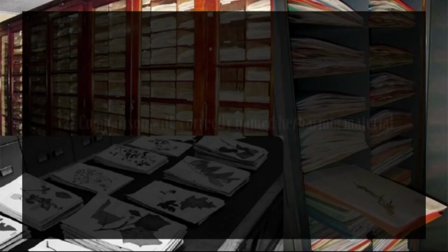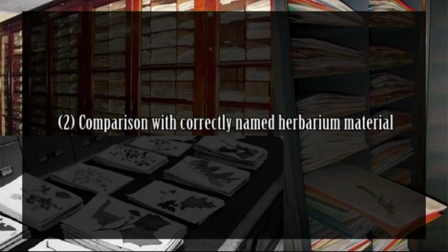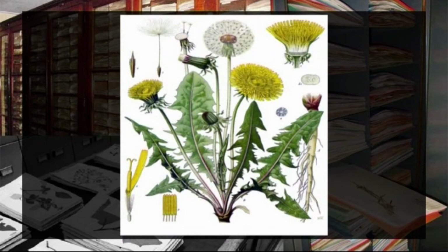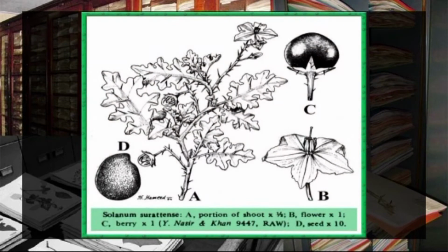Now, we come to the next method, that is comparison with correctly named materials in a herbarium. The second most important method of identification is the comparison of the unknown with correctly named specimens, photographs, illustrations or descriptions. However, this method is workable only when there is sufficient material for identification in the form of reliable named specimens in the herbarium or museum, photographs, illustrations, or descriptions.